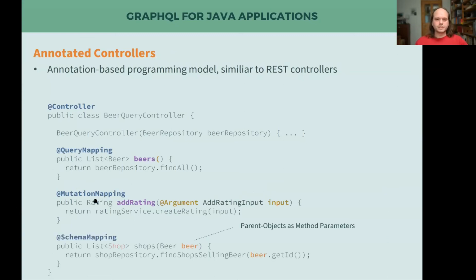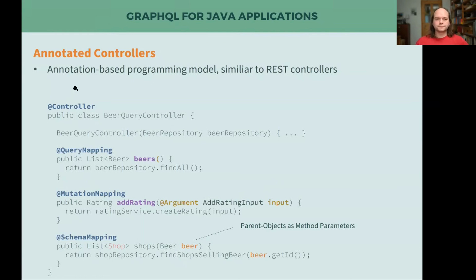That's different mutations, annotations. And you can also, again, write your own fields that are not defined on your Java classes, but that are defined in your GraphQL API by just using the schema mapping annotation. And then you get the parent objects, and then you can implement your domain logic. So I think this is, if you're using Spring REST controllers, very similar to Spring REST controllers.